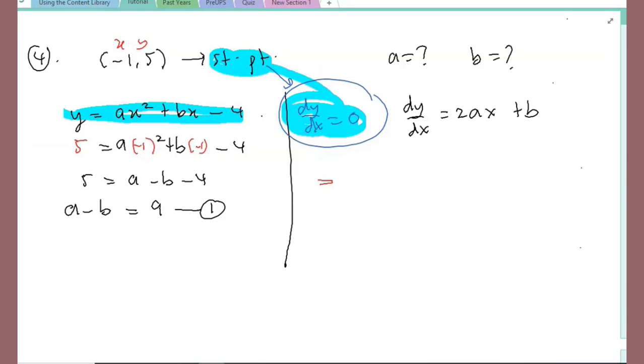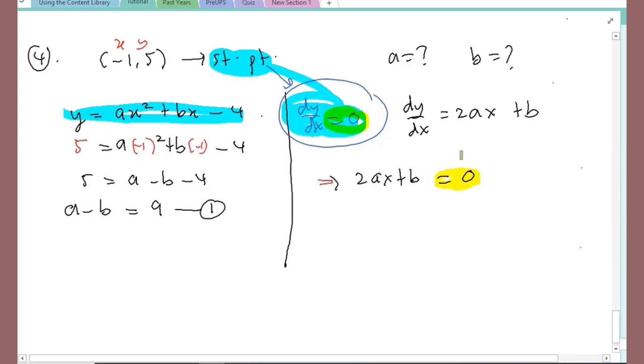So this one is equal to 0 plus b is equal to 0. Why? Because this is a stationary point. dy/dx is equal to 0. Then this one b, right? Negative 2ax, and then x is equal to this. Okay, x is equal to -1.